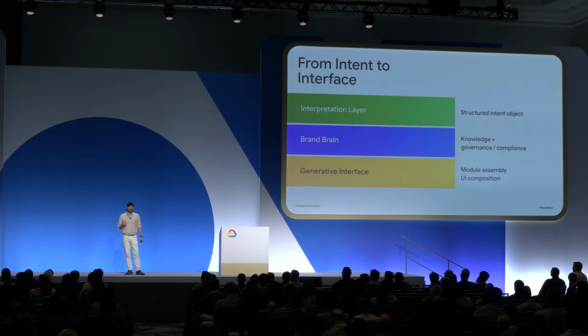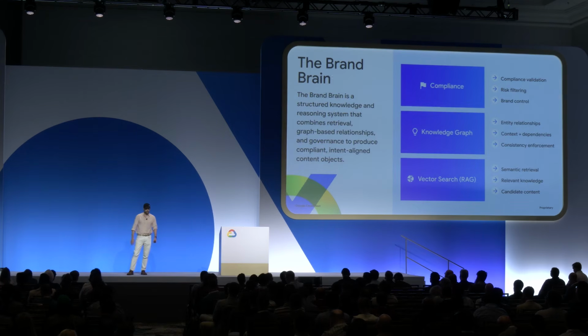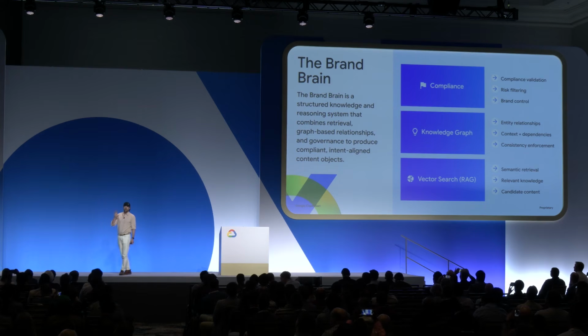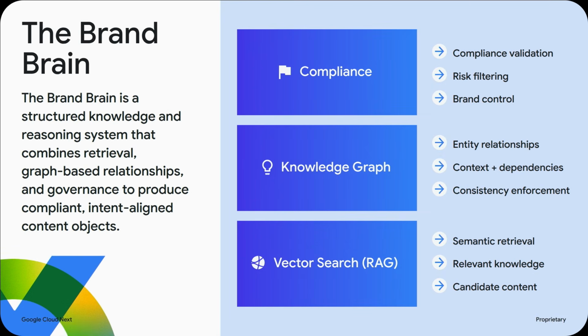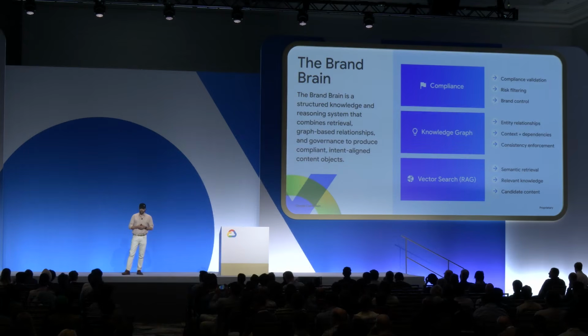The separation is very important because we want enterprises to be able to control this system. Let's look at the Brain Brain now. So Brain Brain, at the core, has a vector database which has all of the product data. But we also have a knowledge graph here, which has all the complex enterprise context. And finally, we have a layer dedicated to compliance, legal compliance from the company.